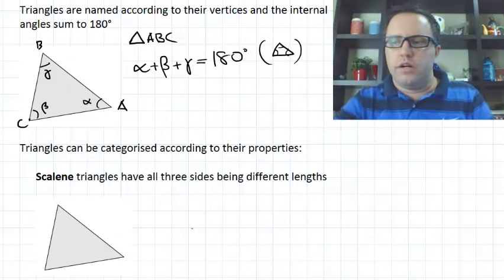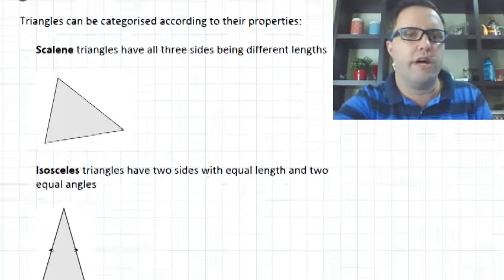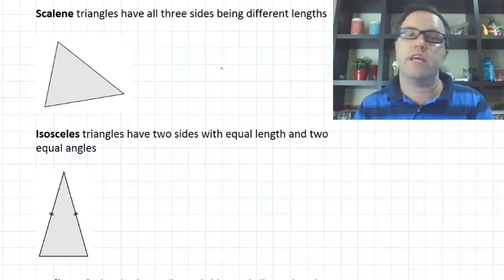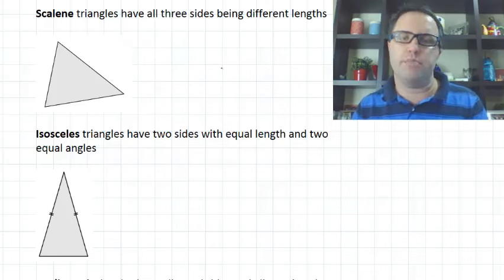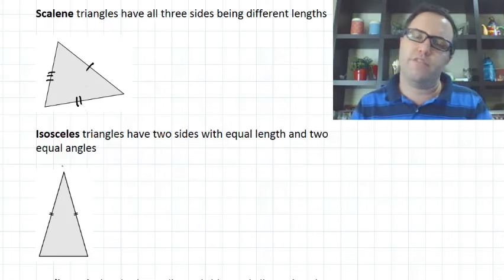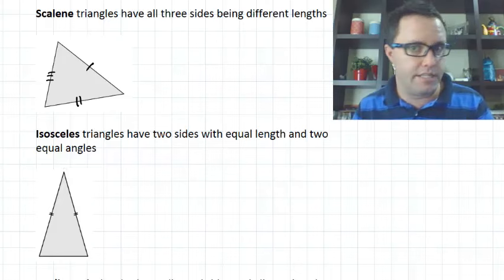Right, as well, triangles can be categorized according to their properties. All right, so scalene triangles are triangles that have all three sides being completely different lengths. Okay, so this one, and this one, they're all completely different to each other. So that's a scalene triangle.